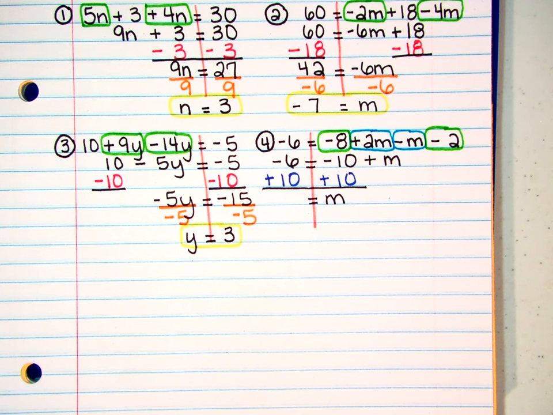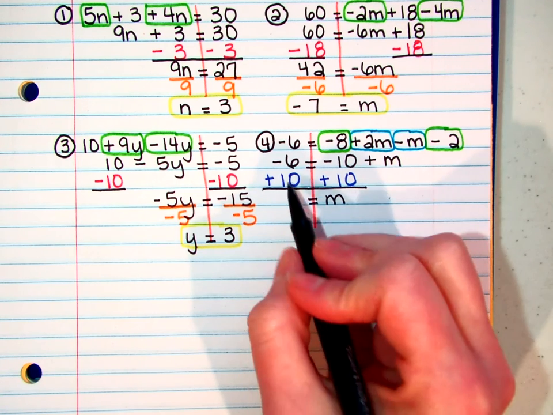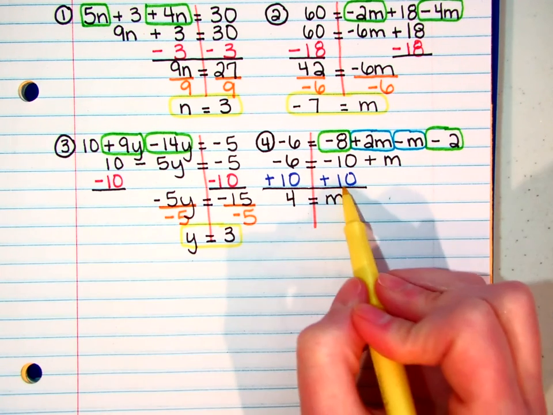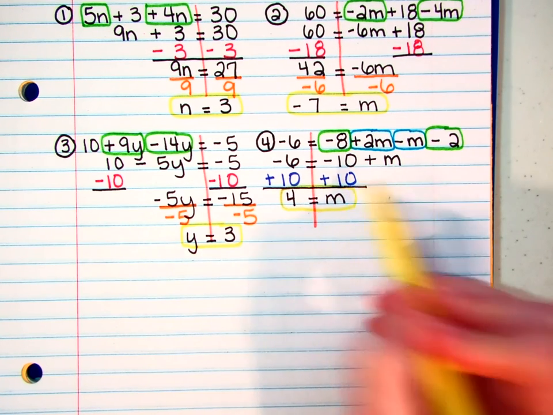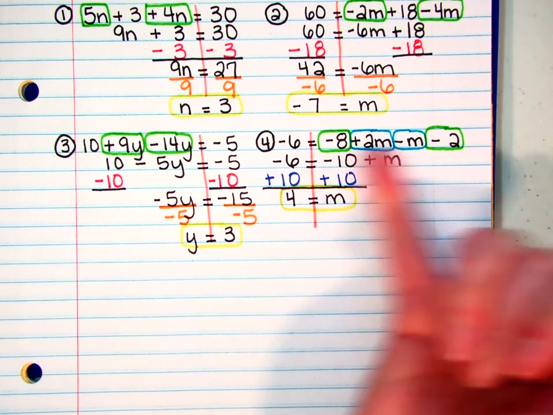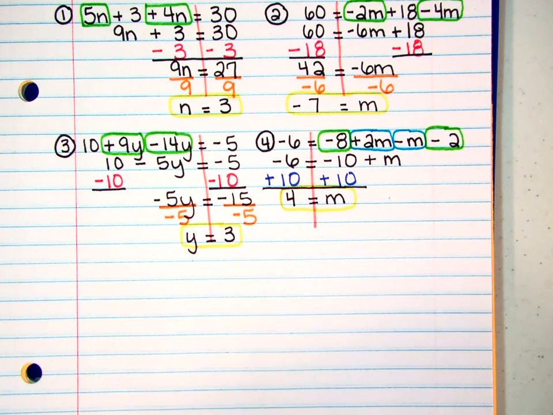Negative 6, positive 10. I must find the difference. 10 is bigger. He has bigger absolute value. So the sign's going to be positive, and the difference is 4. So the value of m is 4. Now, if you wanted to check this, you could just take your value, plug it into the original, and solve the right hand side to see if you get negative 6, and you definitely should.